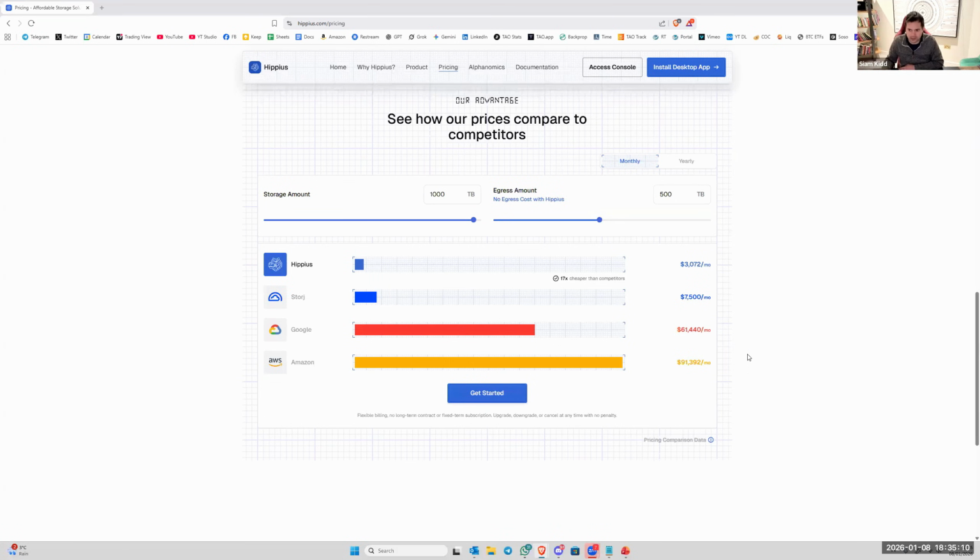Well, Google and Amazon are going to be charging you $61,000 to $90,000 per month. With Hippias, you're only going to be paying $3,000 a month. It's absolutely incredible. Even the nearest proper competitor storage is still a country mile away.